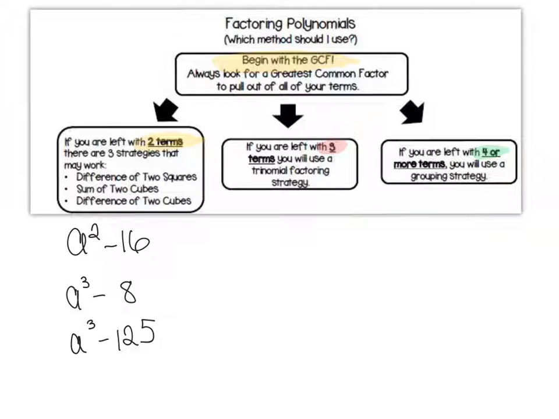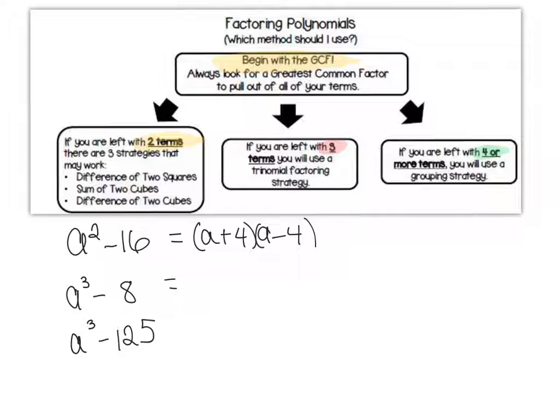So your 2 terms should look something like this. If you have 2 terms, a squared minus 16, a difference of 2 squares, your answer is going to look like a plus 4 times the quantity a minus 4.